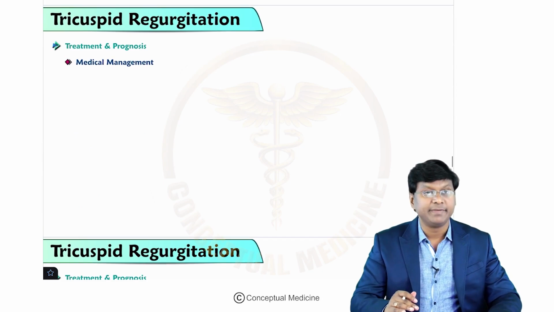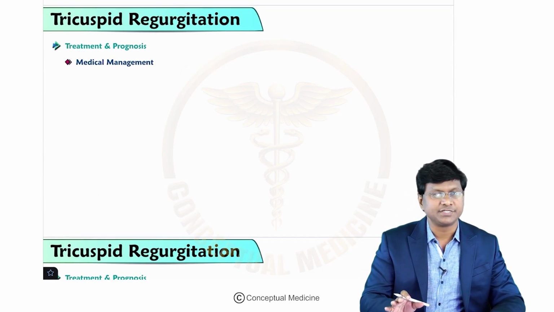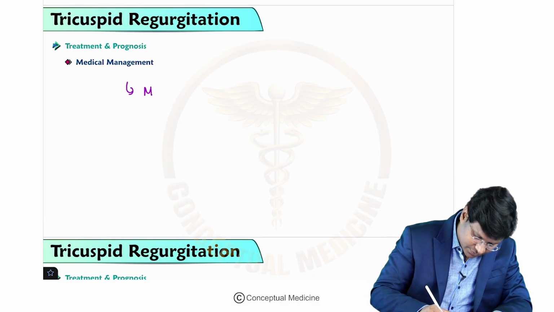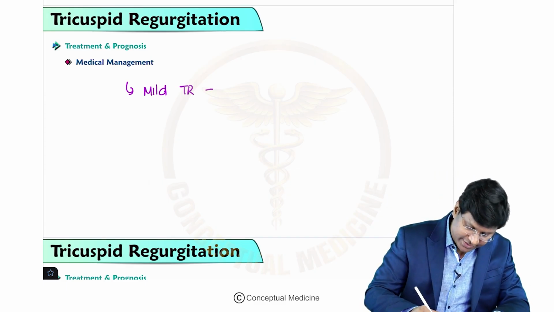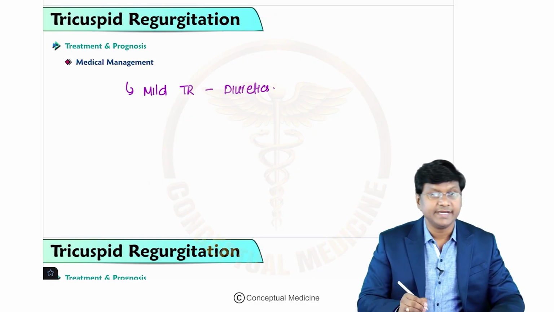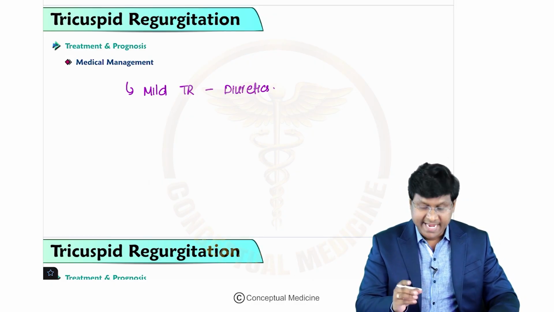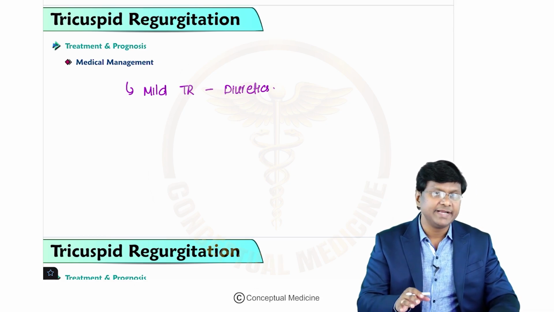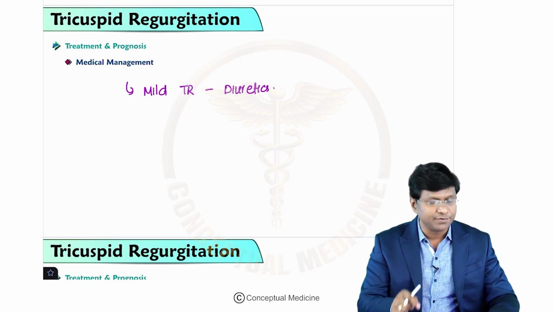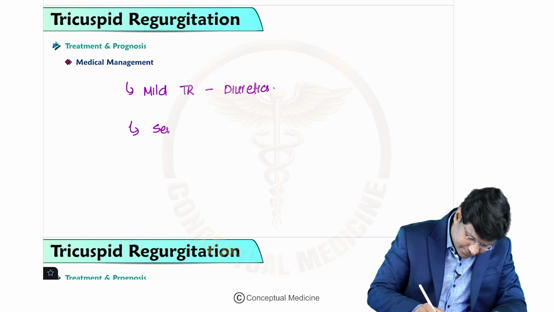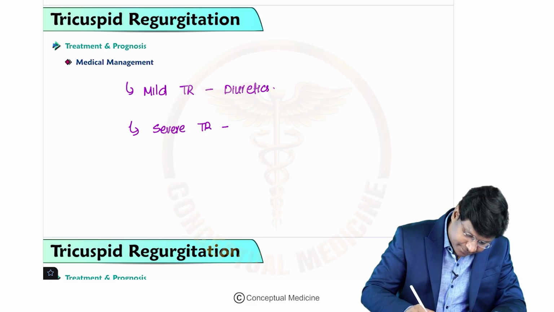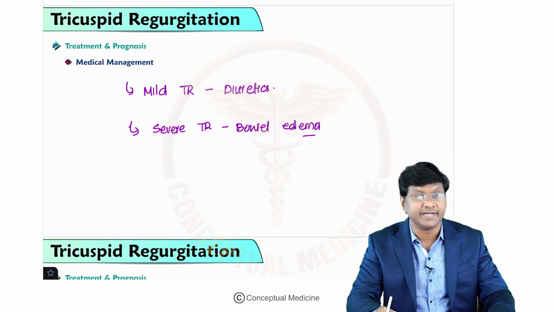Next important is the treatment. If you take the medical management in these individuals, mild tricuspid regurgitation is common and generally can be well managed with diuretics. When severe tricuspid regurgitation is present, there is a high chance of development of bowel edema, right? This bowel edema can be reduced by diuretics such as furosemide, bumetanide, and torsemide.